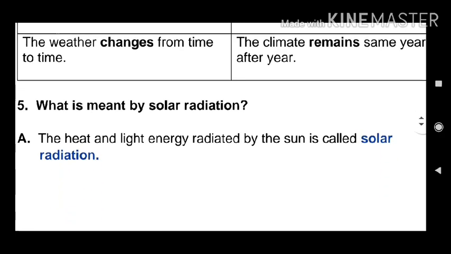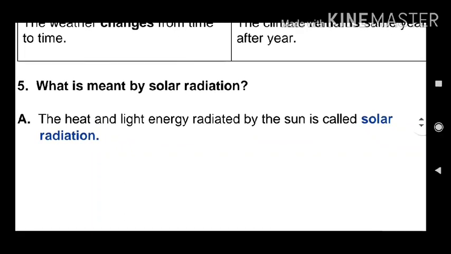Next question, what is meant by solar radiation? We have already known that the sun radiates both heat and light energy. So solar radiation is nothing but the heat and light energy radiated by the sun.